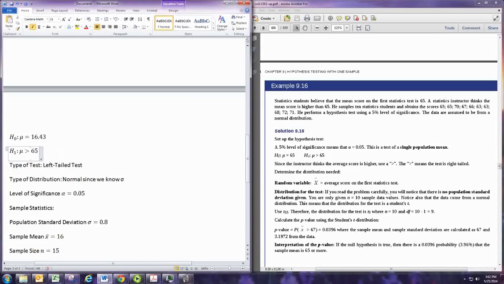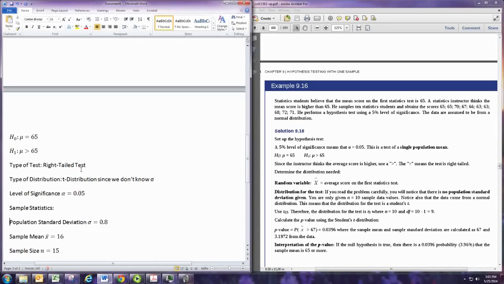And the students think that the mean score is 65. So that's kind of their claim, the null hypothesis. This results in a right-tailed test. It is not a normal distribution that will follow, it is the T distribution, since we don't know sigma. Level of significance is the same, but you would put that in.